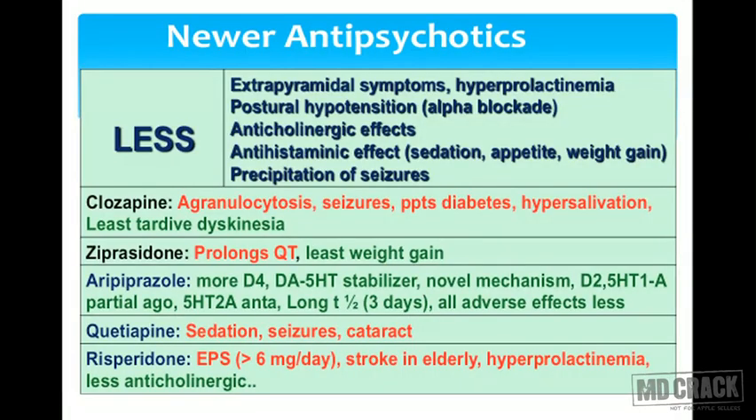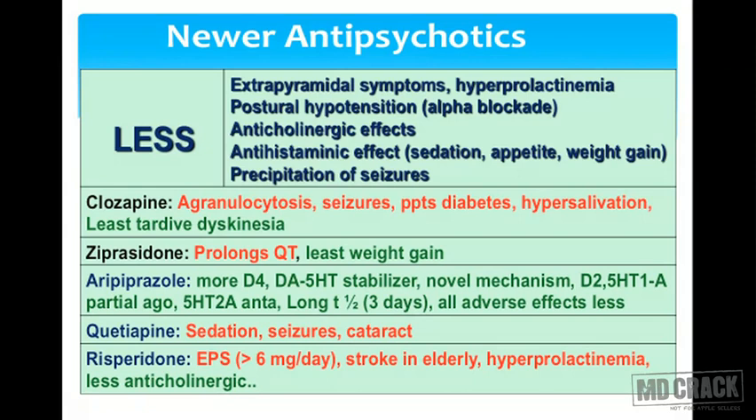Let's have a look at the newer antipsychotics because these are the ones which are most commonly used now. On the first row itself, I'm telling you which adverse effects are less. Have a look at it. Extrapyramidal symptoms and hyperprolactinemia are less. Postural hypotension is less because there is less alpha blocking property. Anticholinergic adverse effects are comparatively less. Antihistaminic effects leading to sedation, appetite and weight gain, as well as precipitation of seizures, all these adverse effects are comparatively less. We are always comparing them with the older or traditional antipsychotic agents.